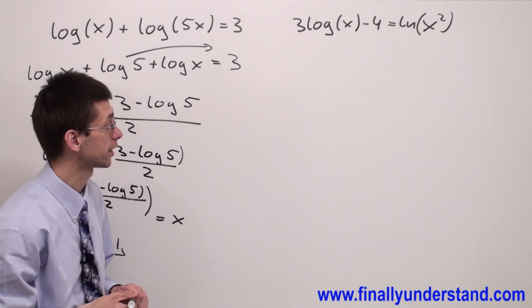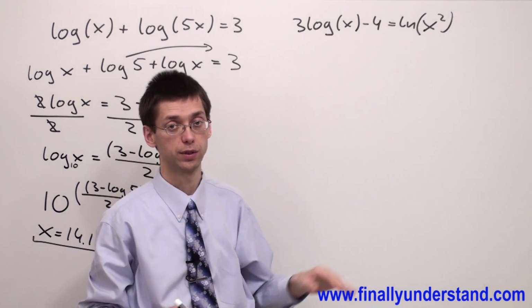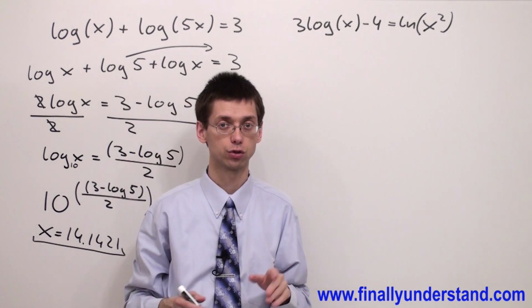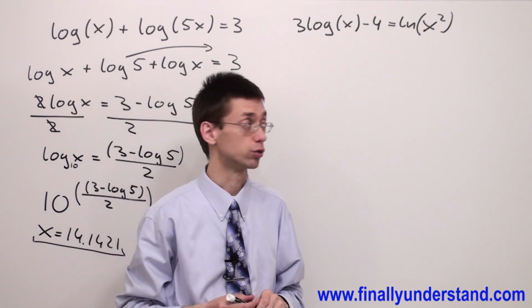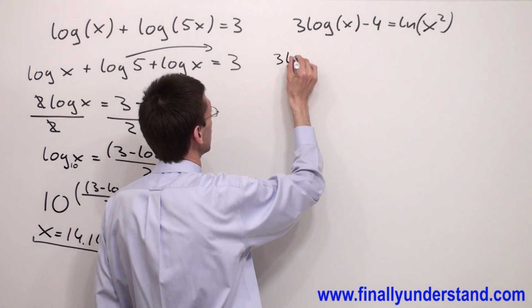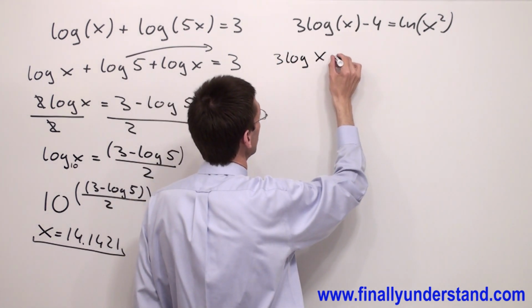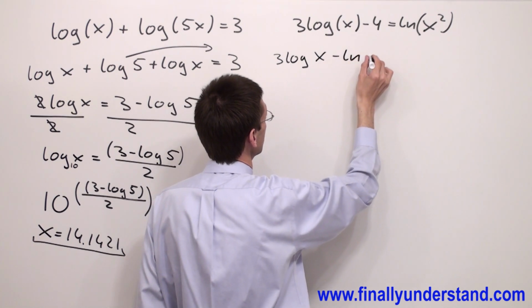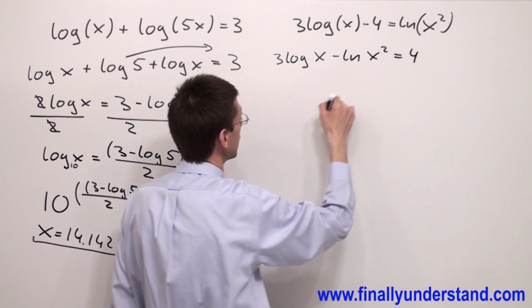Let's take a look at the second example. First, I'm going to organize this equation. It means I'm going to bring all logs to the left side and every term without the log to the right side. So I'm going to have 3 log of x minus natural log of x squared equals 4.